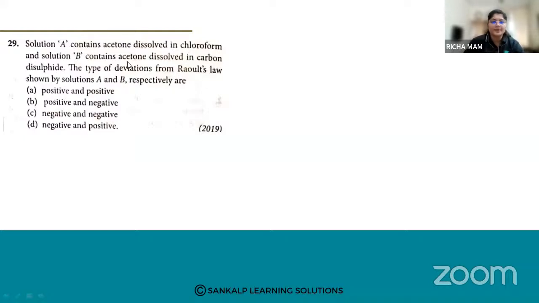Solution A contains acetone dissolved in chloroform, and solution B contains acetone dissolved in carbon disulfide. The types of deviation from Raoult's law shown by solutions A and B respectively are?